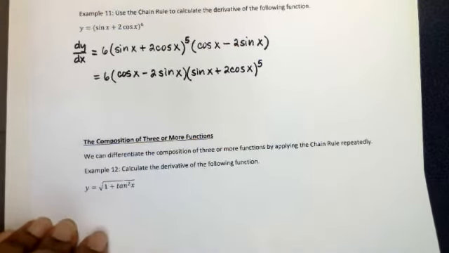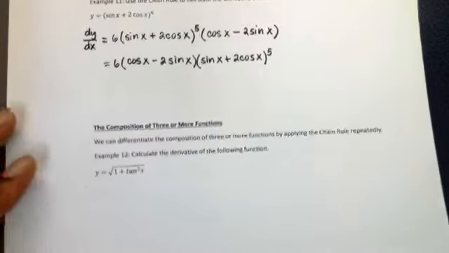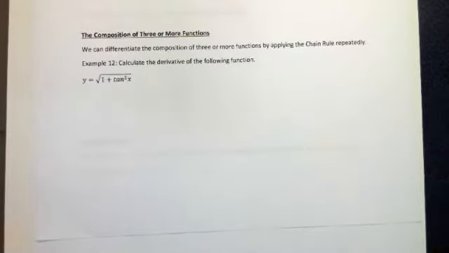Now let's say we have the composition of 3 or more functions. So that's the next thing we'll look at here. We can differentiate a composition of 3 or more functions by applying the chain rule repeatedly. Okay, so with a composition of 3 or more functions, you have to apply that chain rule repeatedly. Like in this example, y is equal to the square root of 1 plus tangent squared of x.